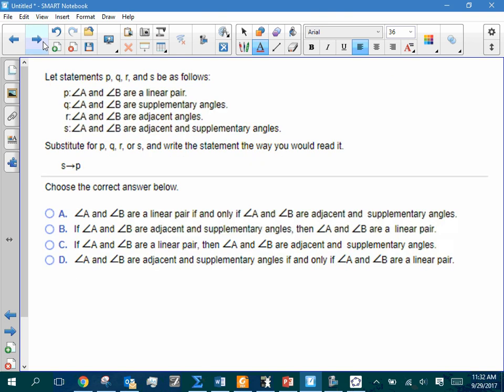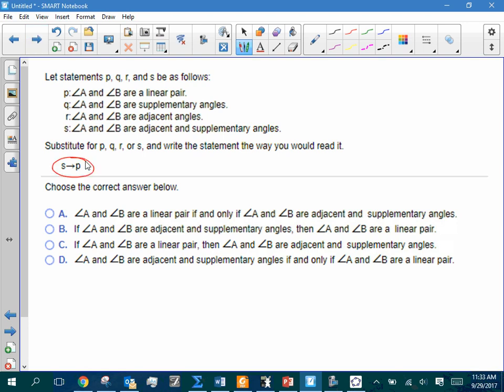These were question 10, and I think there might have been some notation here that maybe confused some people. They just give you 4 phrases here, right? I don't really care what those phrases say right now, but they tell us to substitute for P, Q, R, or S, and write the statement the way you would read it. If you go to our PowerPoint, it says it in the PowerPoint, and in the videos, if you watch those, the class that I recorded, this was in that video as well.